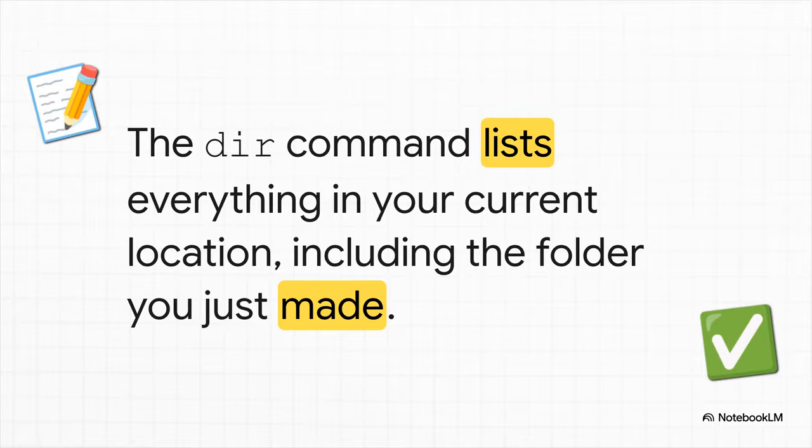All right, so did it actually work? How do we check? We use the dir command. Just type dir, and it lists out everything in your current folder. And look, you can see it right there in the output. Our new projects directory sitting there with the exact time it was created.